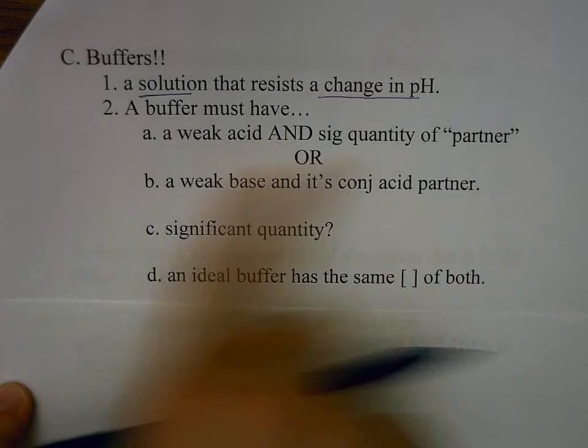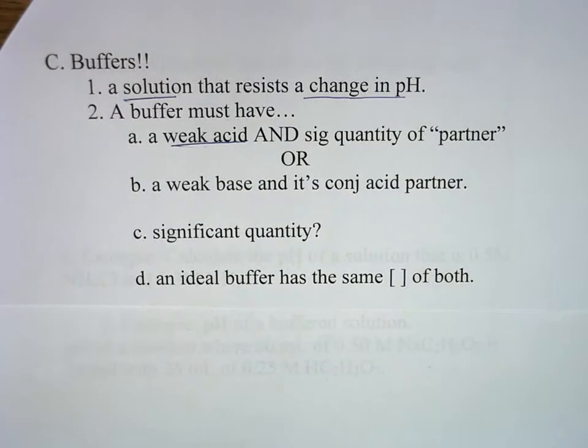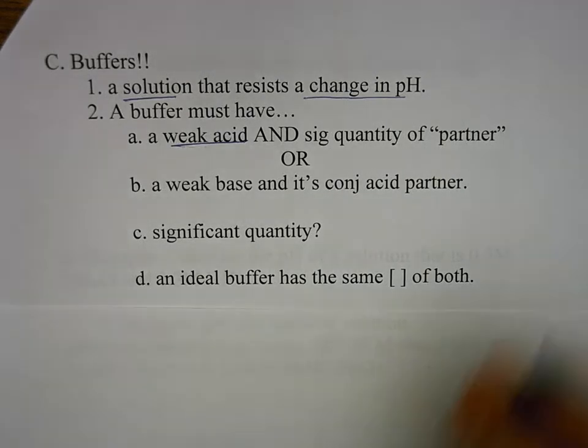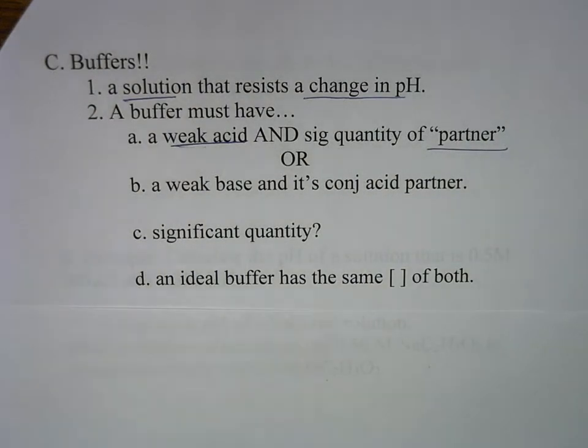There's a couple different things. You can have a weak acid. Okay, if you have a weak acid like the one example that I gave you, hydrofluoric acid, and then you add a salt that has the common ion, sodium fluoride. So that's what the partner thing is. It's a salt that has the common ion.